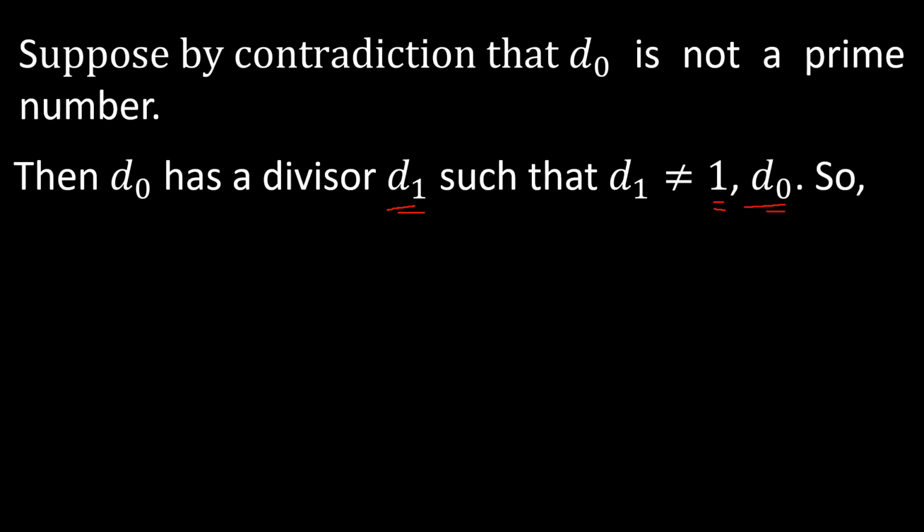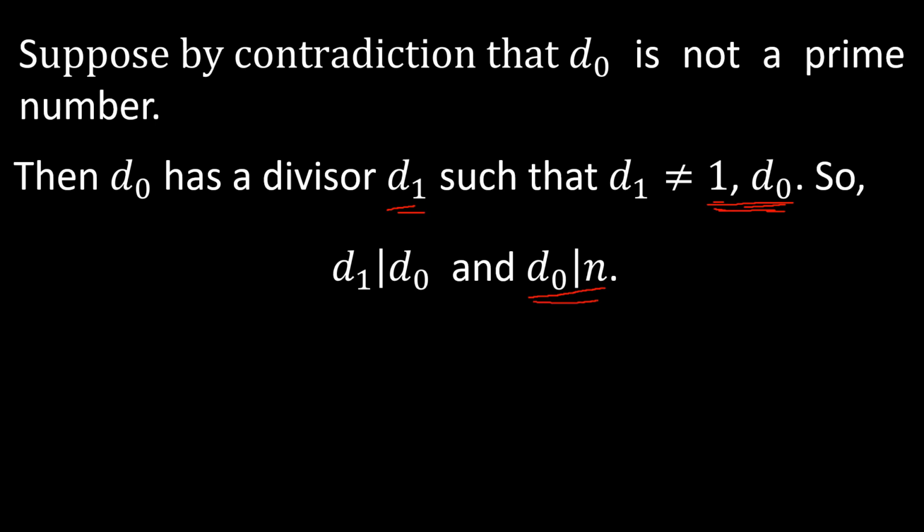Remember, d naught is not prime, so it has more than two divisors, so at least 3. So there's at least one d1 that is not 1 and d0, because these two are always divisors of d naught. So d1 divides d0 and d0 divides n. We already know this one because d0 is in A.